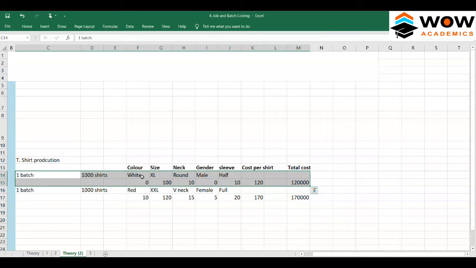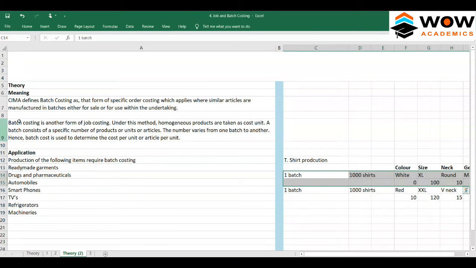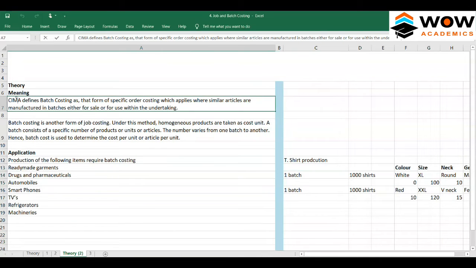We have to find out the value for every batch. So that's about batch costing. Let's get the idea here. CIMA defines batch costing as that form of specific order costing which applies where similar articles are manufactured in batches, either for sale or for use within the undertaking. So it is not that it has to be sold. Even when the company is using the same products for its own consumption, it is again batch costing.